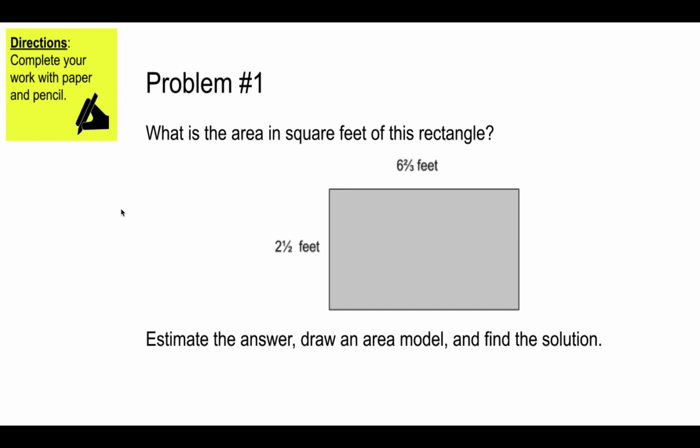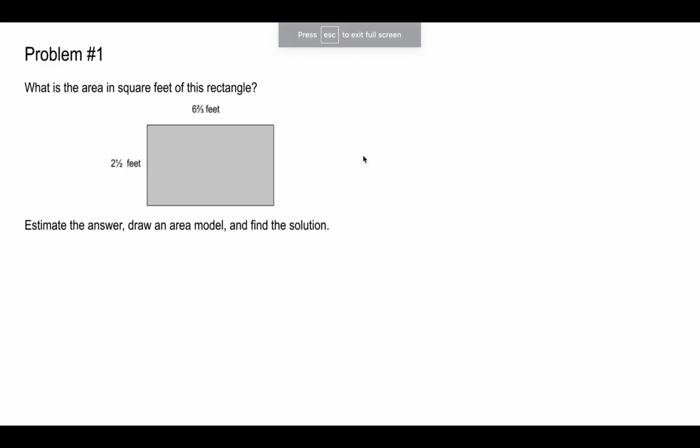So let's try the first problem of homework together. If you feel like you're ready to get started without me, go for it. If you want to watch me do the first one, continue watching the video. So the question is, what is the area in square feet of this rectangle? Estimate the answer, draw an area model, and find the solution. So in the homework, they call this an area model, but to me, it's much more like the box method, so that's what I'm gonna call it.